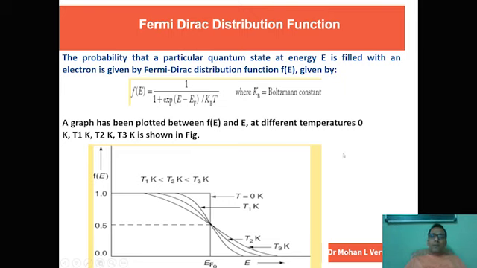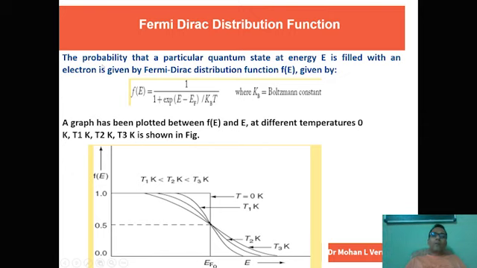Now, the Fermi-Dirac distribution function: the distribution of electrons is a quantum mechanical phenomenon, where we talk about the probability of existence of an electron or any particle at a particular energy level. After the concept of Fermi energy level, we will discuss the Fermi-Dirac distribution function. The probability that a particular quantum state of energy E is filled with an electron is given by the Fermi-Dirac distribution function.